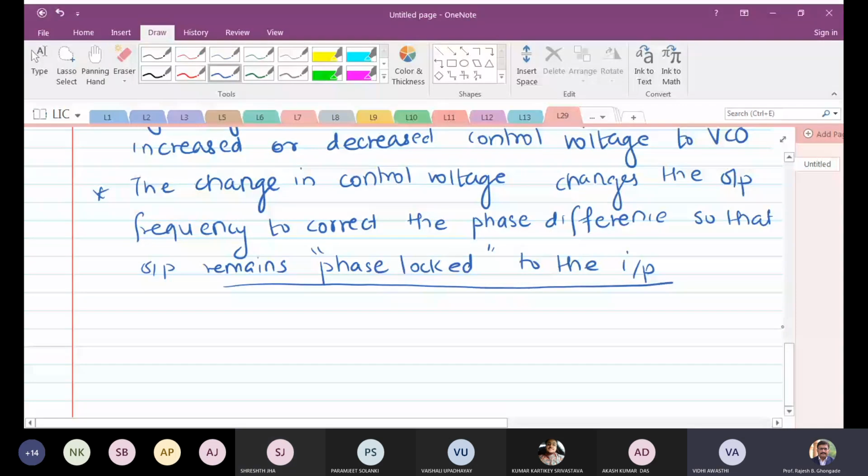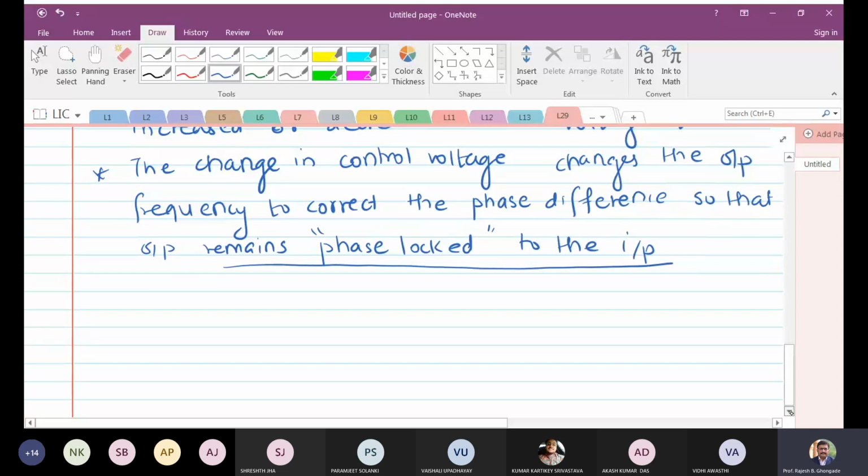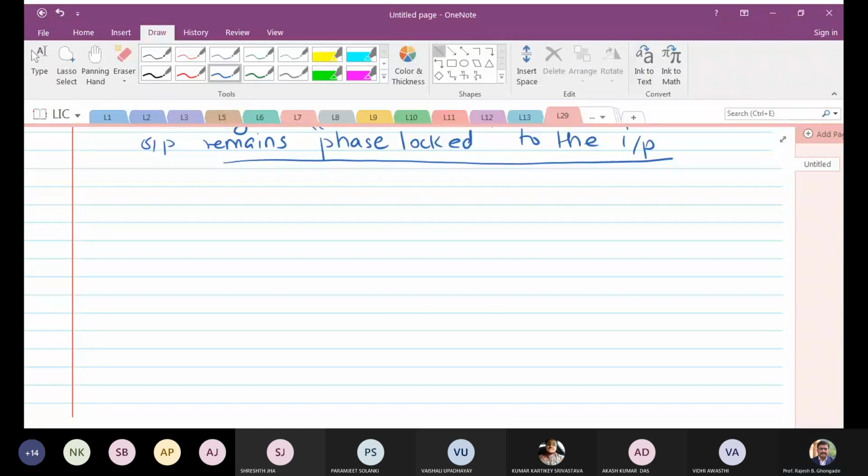Yes, sir. We are going to see each and every block in detail. But before that, we must see how the change in the frequency and the change in the phase difference cause a corresponding change in the error voltage. So again, I'll be drawing some figures out here. So please be patient.